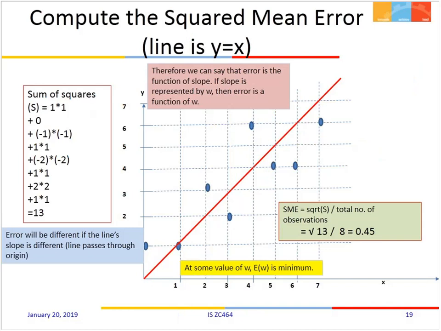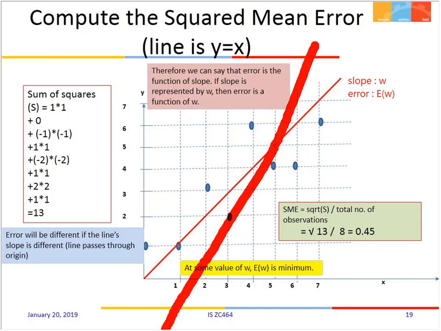Since this error is heavily dependent on this line's slope, we are calling it E(W). So for one line, we have one W. For one W, we have one error value, right? Had this been a different line with a different slope, maybe W dash, it would have a different error, E dash, maybe some other value. So for each line, there is a pair of values, W and E(W), right?